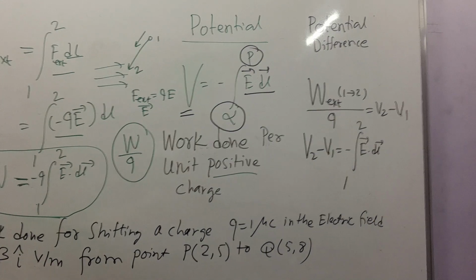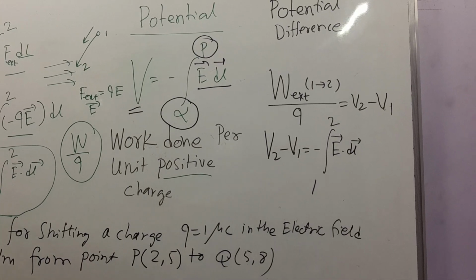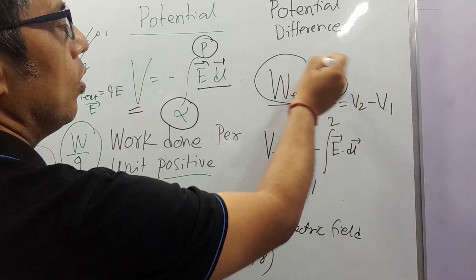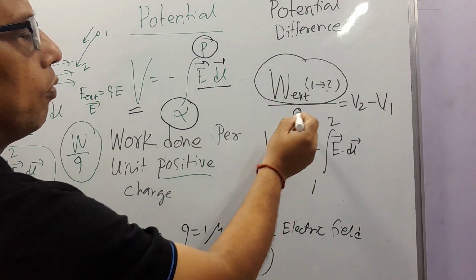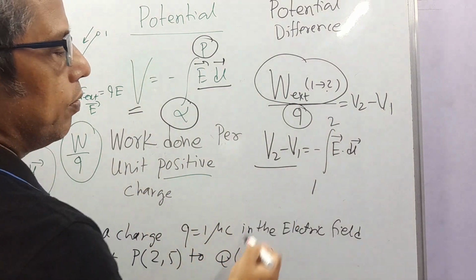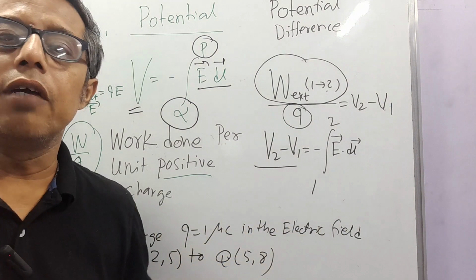Now what is potential difference? Let me highlight. As I told you, potential difference means the work done by an external agent when moving the charge from position 1 to position 2, per unit positive charge. So V2 minus V1 is equal to minus integral of E dl. This is the formula for the potential difference.